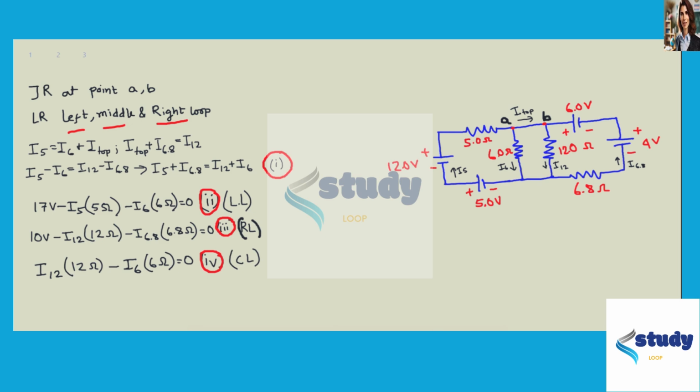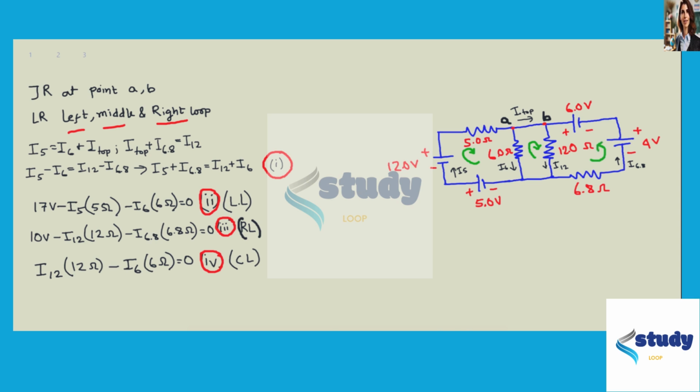Now for the loop rule, first we're starting with the 7 volts here. These two are in series, so that's why we add them, and we are taking our direction of current as clockwise. Similarly, for the middle one, we are taking the direction as clockwise again. And for the right loop, we're taking the direction as anti-clockwise.